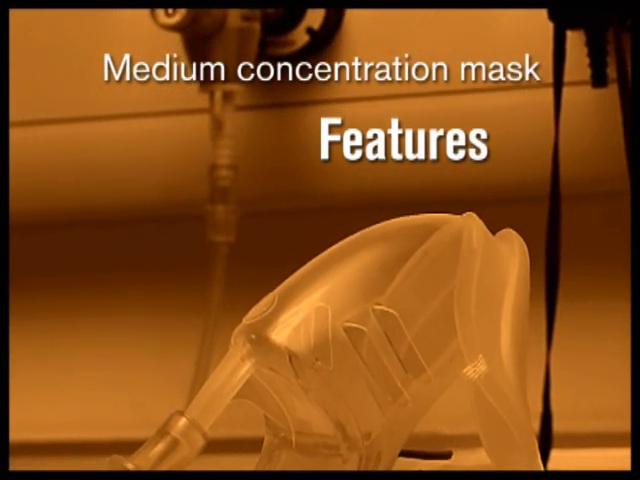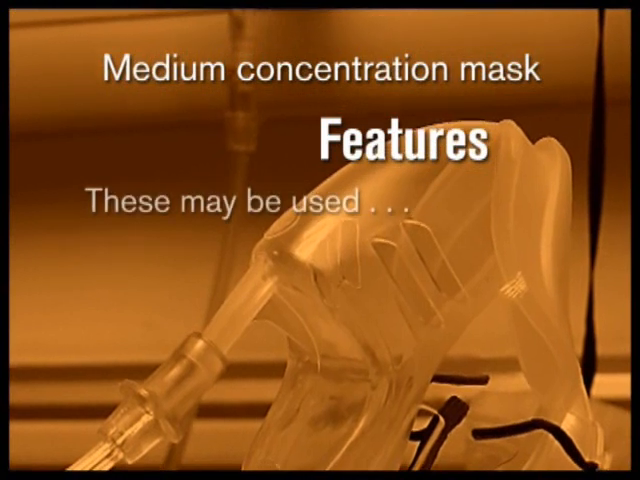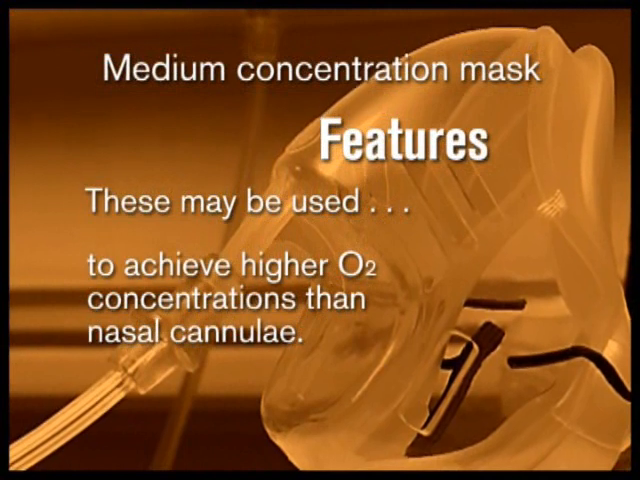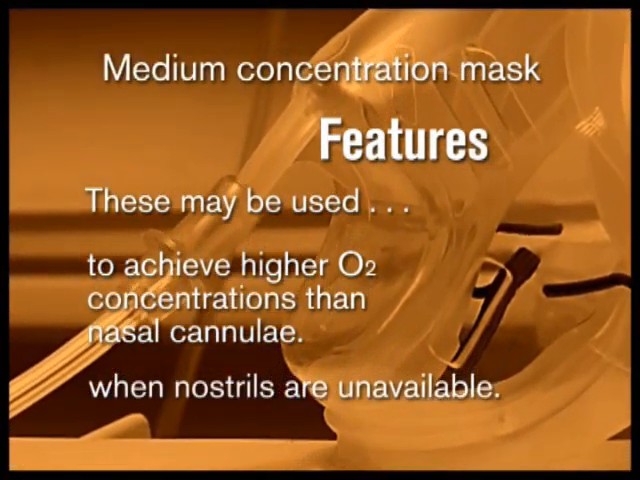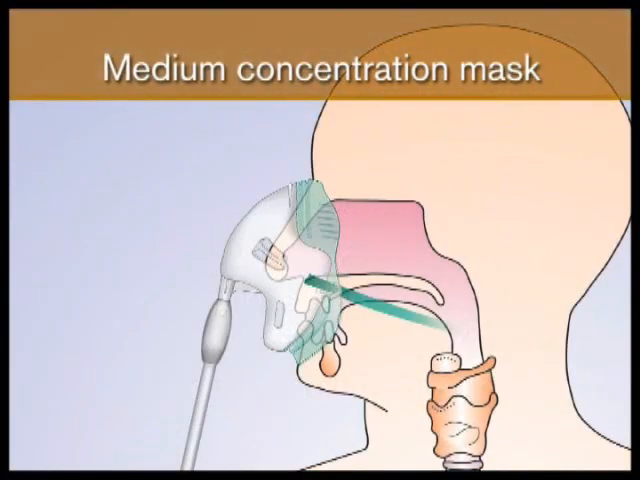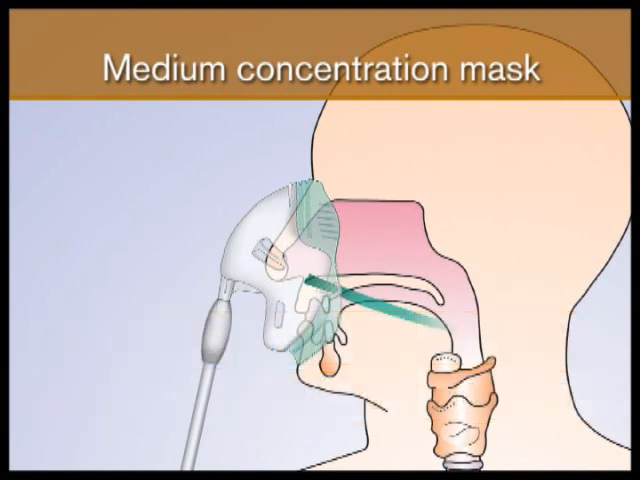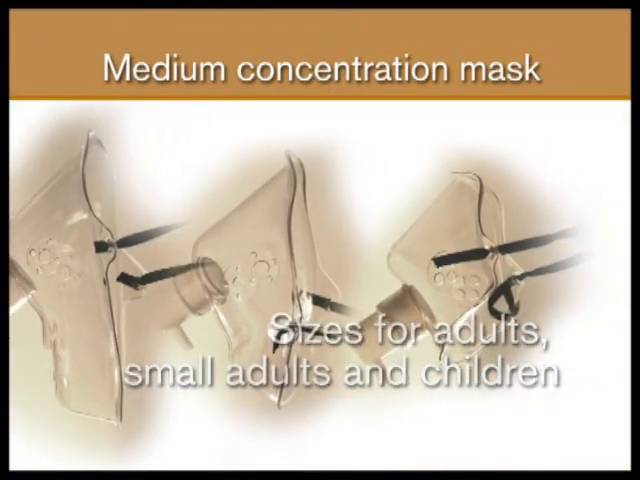Medium concentration face masks provide another option for the delivery of low-flow oxygen therapy. These may be used for concentrations higher than those that can be achieved with nasal cannula, or when the nostrils are unavailable. The concentration of oxygen received by the patient will vary. However, as a guideline, 5 to 8 litres per minute will deliver between 35 to 50% FiO2 to most adult patients. There are a variety of sizes for adults, small adults and children.